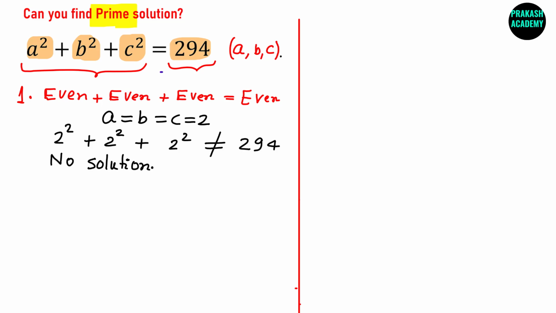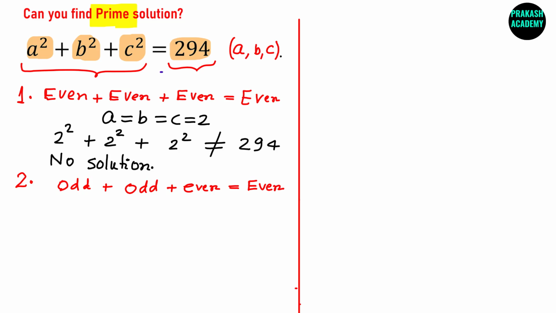Now let us consider the second case. What will be the second case? You can have two odd numbers and one even number, because if you add two odd numbers it will be even, and then if you add an even number, it will still be even. So the second situation is a square is odd, b square is also odd and c square is even, and if you add all this, it will be even.